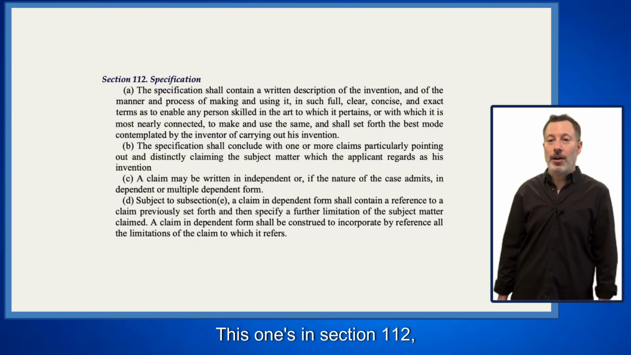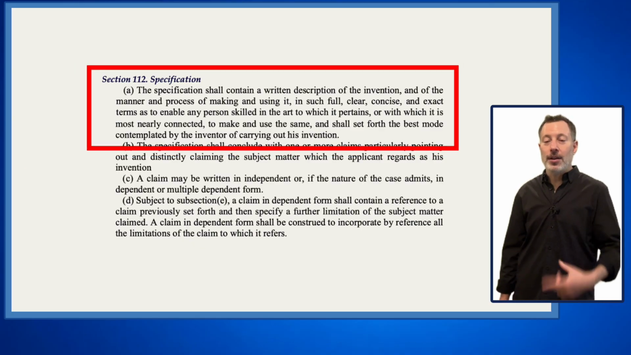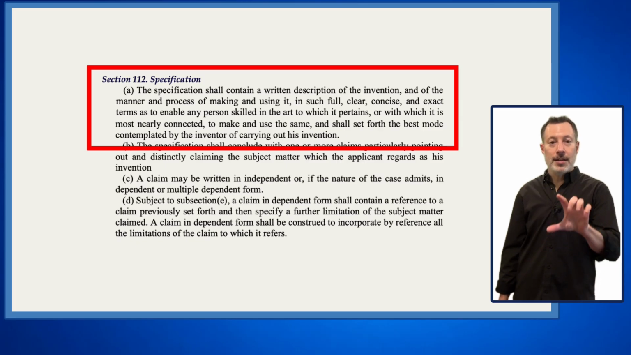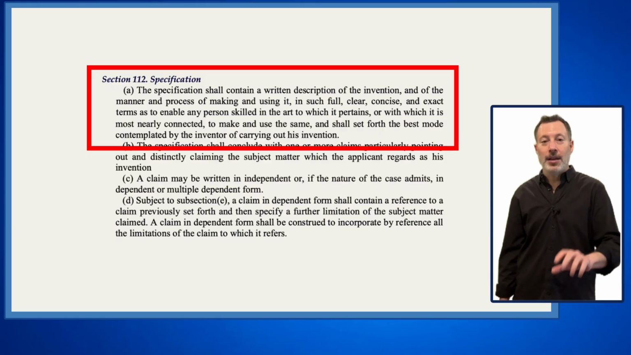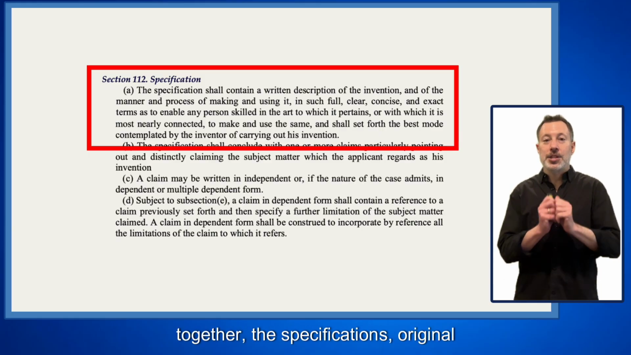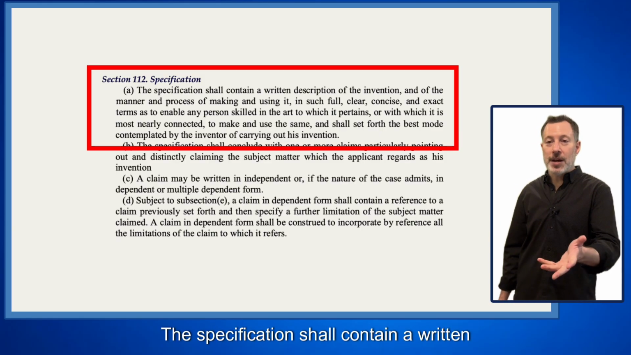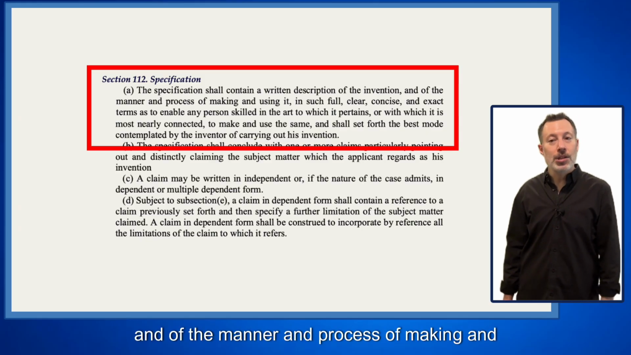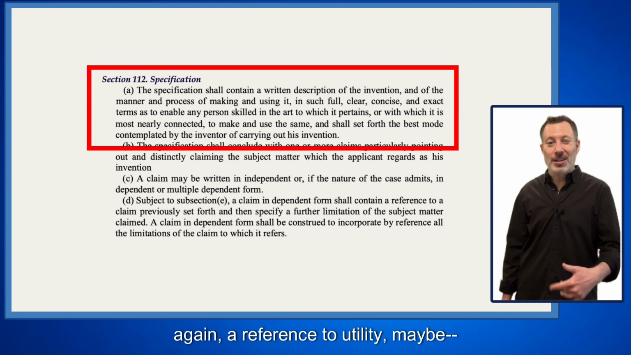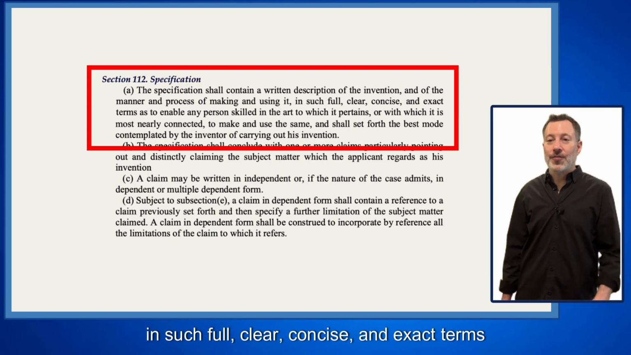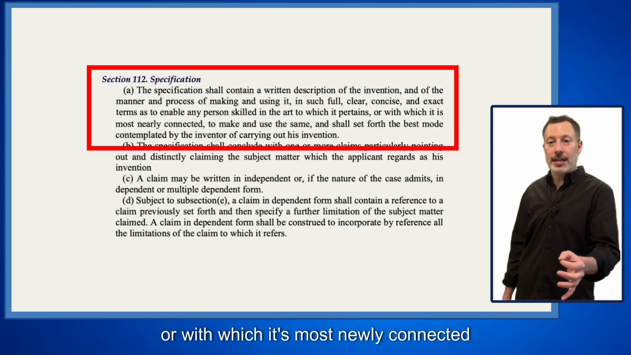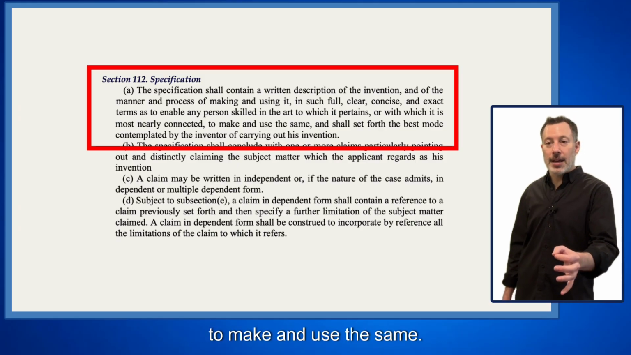This one's in section 112, a lot of stuff there, let's read it, we'll talk about it. 112 says that the specification, and that's our fancy word for your drawings, the English language paragraphs in your application, and your claims, all kind of smushed together. The specification, this original disclosure, shall contain a written description of the invention and of the manner and process of making and using it, again, a reference to utility maybe, making and using it in such full, clear, concise, and exact terms as to enable any person skilled in the art to which it pertains or with which it's most nearly connected to make and use the same.